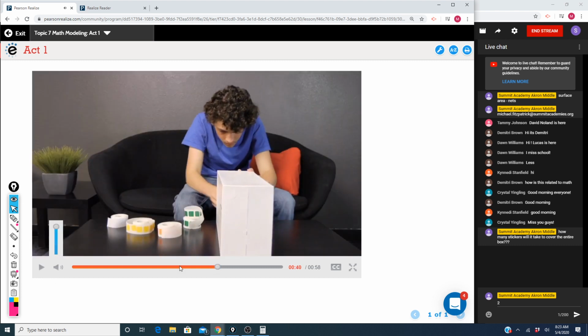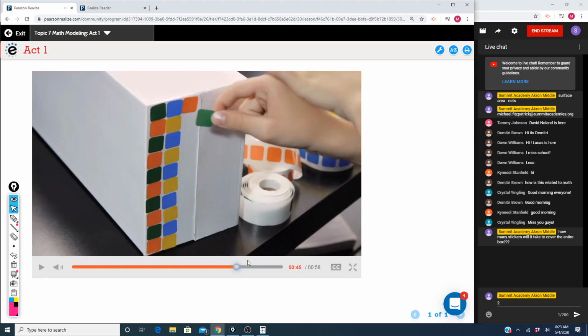Let me go back. If you look at what he's got right there, how many stickers has he put on so far? You look and see 1, 2, 3, 4, 5, 6, 7, 8, 9, 10. It looks like 10 in a row. So if it's 10 in this row, how many do you think it's going to take to cover that one side of the box? That's where you'd be able to come up with some form of prediction.